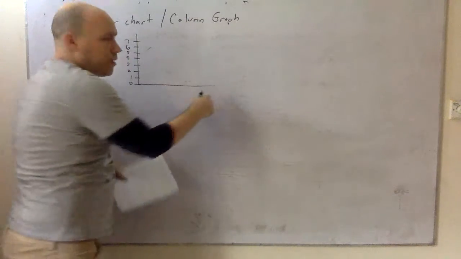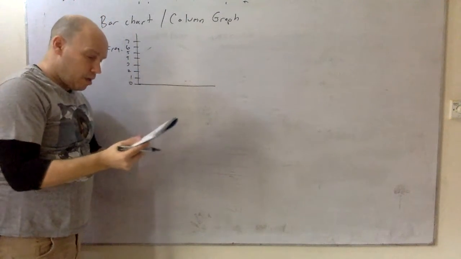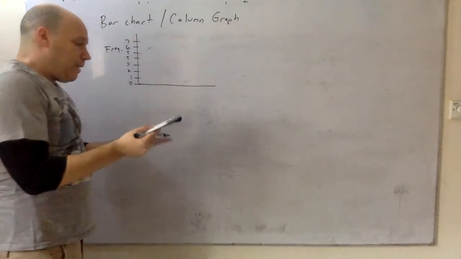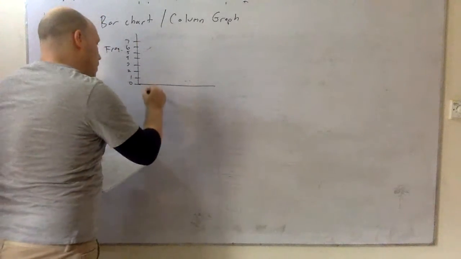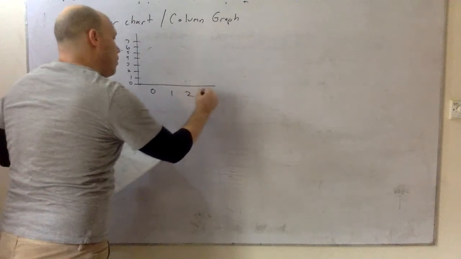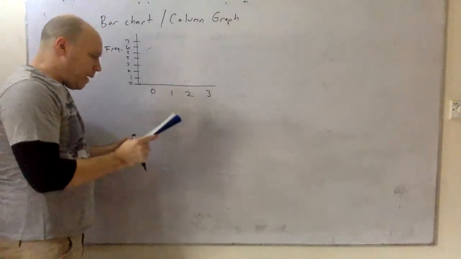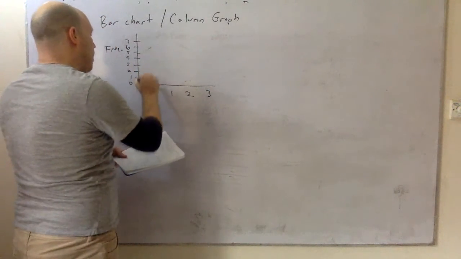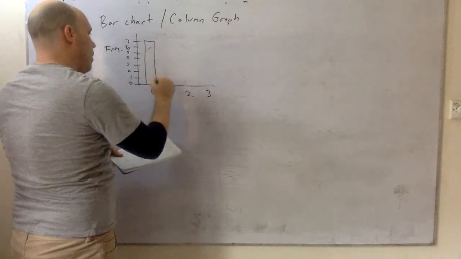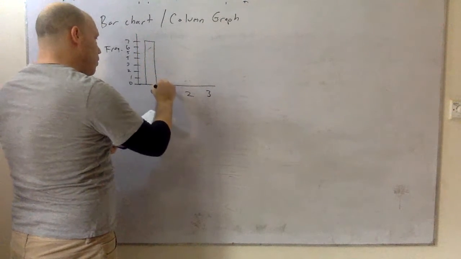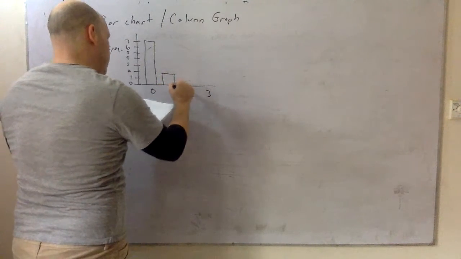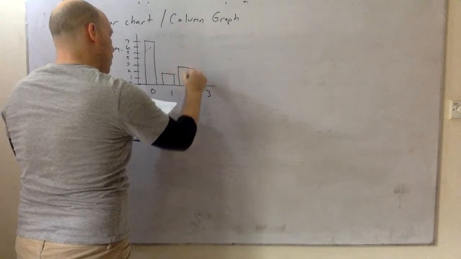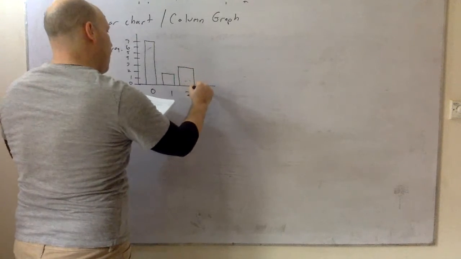And then along the base, we have the actual events, right? So here's 0, 1, 2, 3. And the idea is we're going to make bars. So 0 is going to go up to 7. 1 is going to go up to 2. 2 is going to go up to 3. And 3 is going to go up to 5.